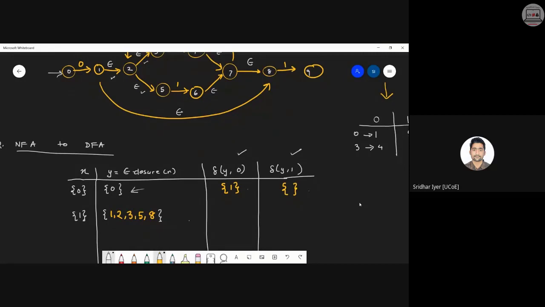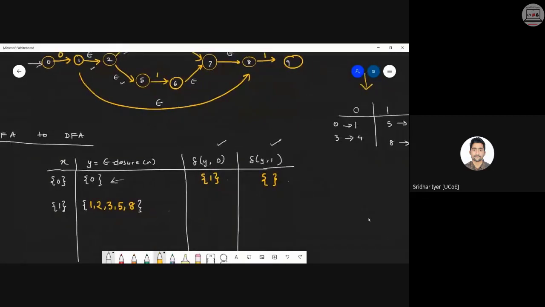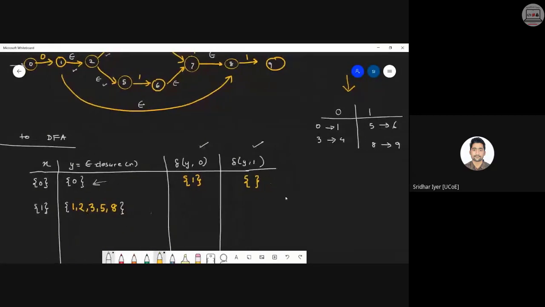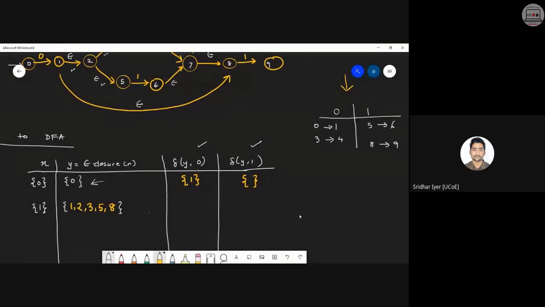What about others? Are you getting the same answer as mine? Okay, thank you. So we can move ahead, right? Now you only tell me what will be the transition of y on 0 and y on 1. I'm not writing it. Kindly let me know.